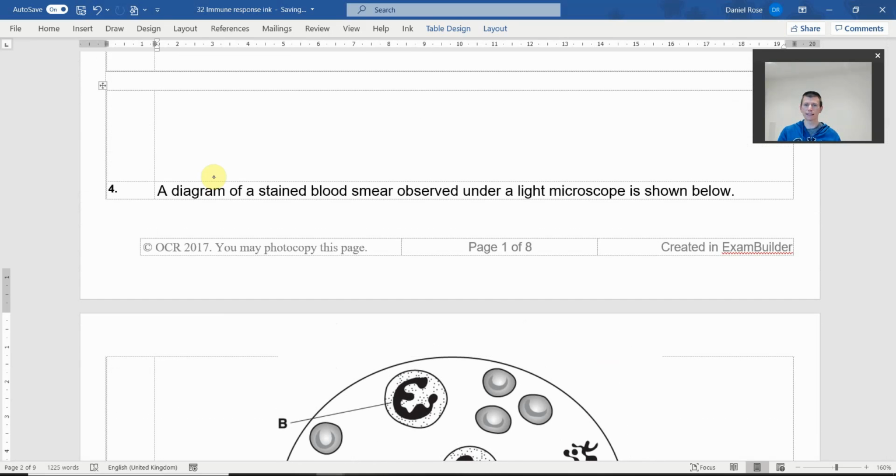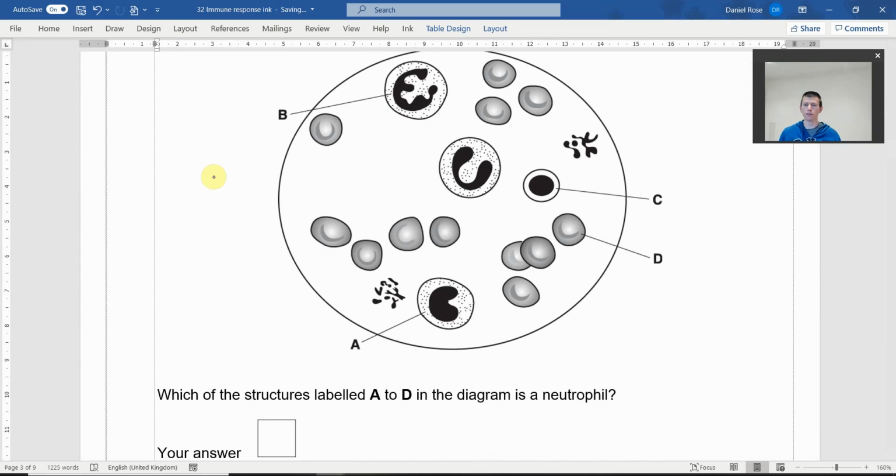This one says, diagram of a stained blood smear observed under light microscope is shown below. If you're not thinking, you might think this is a cell with different parts of it. You might think this is a nucleus or something silly. Fortunately, it's multiple choice. However, this is different blood cells. So looking around, we've got our different ones. I think we've got some red blood cells somewhere. I'm going to go with that being our red blood cells because there's no nucleus.